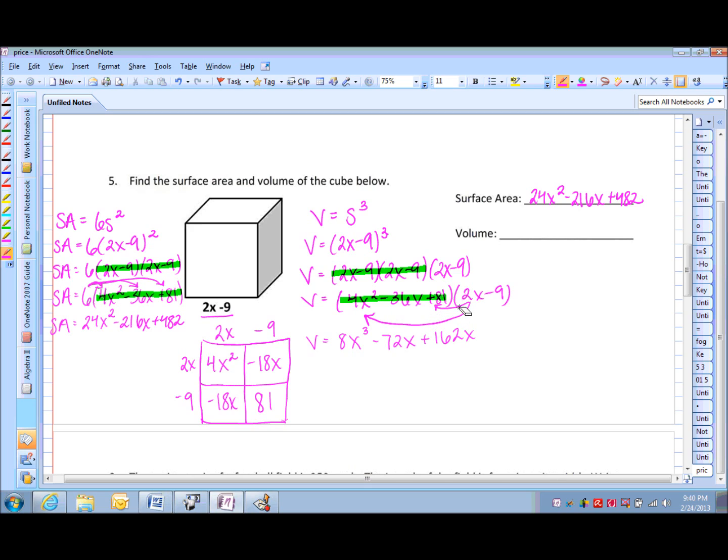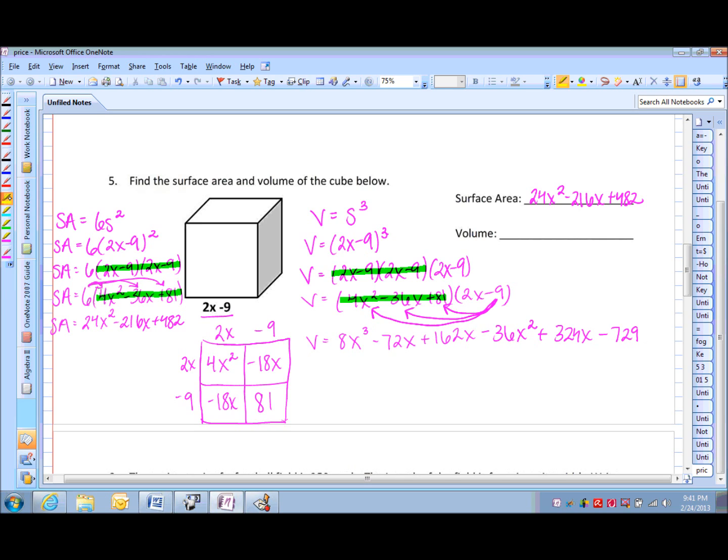Okay, now I'm going to do the same thing with the negative 9. I'll distribute the negative 9 to the 81, to the negative 36x, and to the 4x squared. And when I multiply negative 9 times 4x squared, I end up with negative 36x squared. Negative 9 times negative 36x is positive 324x. And negative 9 times 81 is negative 729.